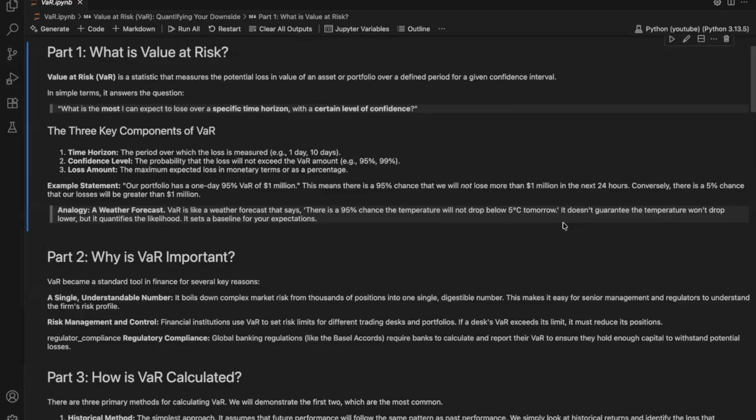So think of it like a weather forecast. There's a 95% chance that the temperature won't drop below 5 degrees Celsius tomorrow. It sets a baseline expectation for the potential cold, but doesn't rule out an extreme colder event. That's VaR for your investments.